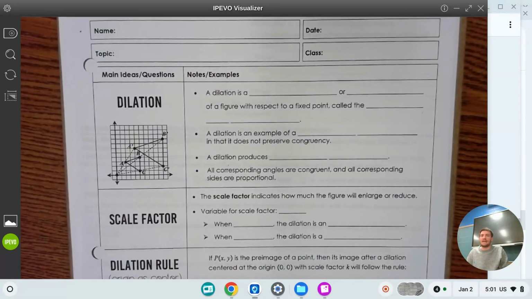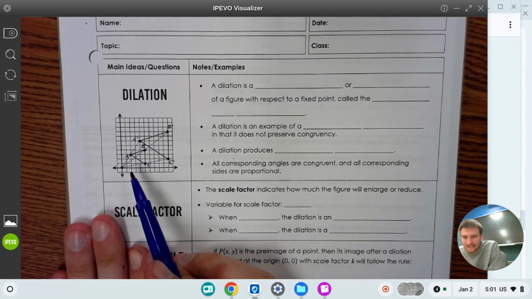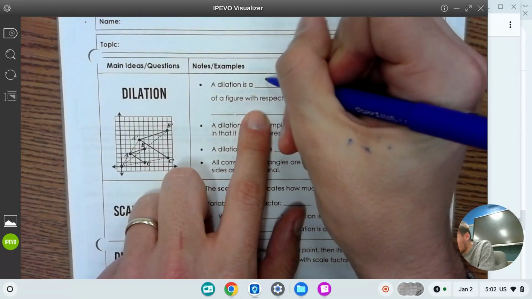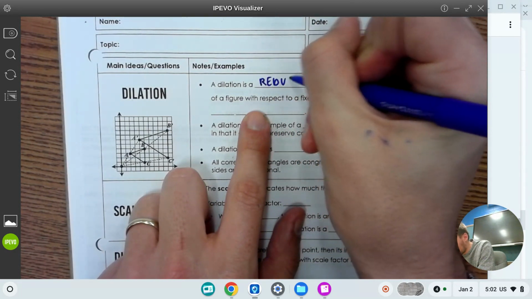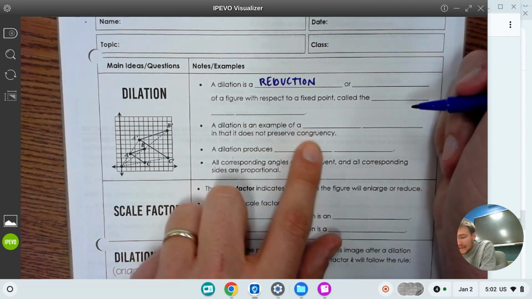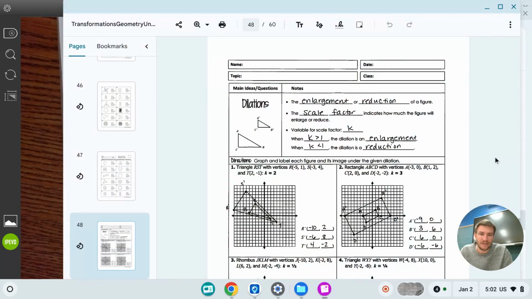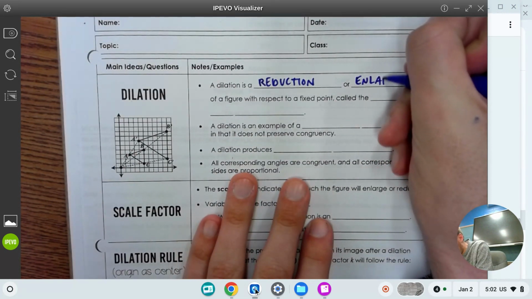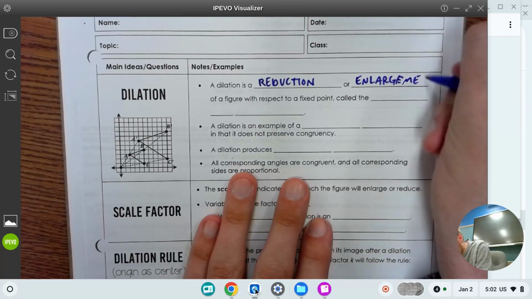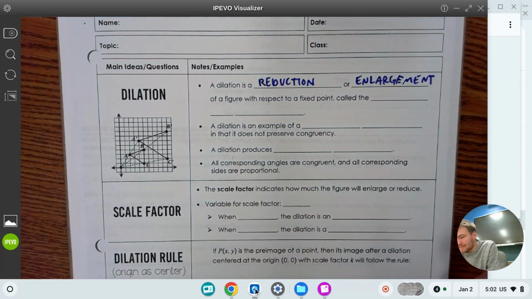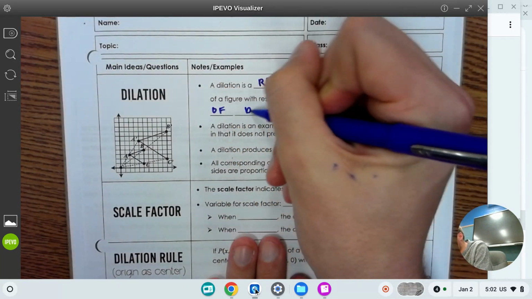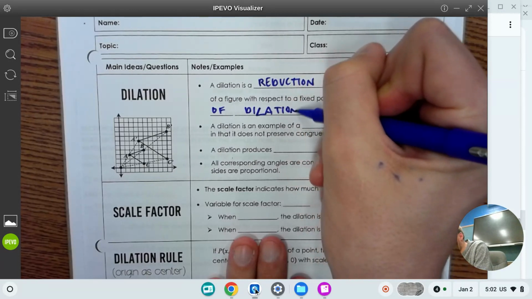We're working on dilations now. Dilations, different from rotations, of course. Instead of spinning around, we have an excellent diorama here. We're going to be growing. So a dilation is a reduction, or let's see, what word do they even use? Inflation? Enlargement. Okay, sure. We have an enlargement of a figure with respect to a fixed point called the, you know what, I'm kind of guessing here, point of dilation. I think that is going to nail it good enough.